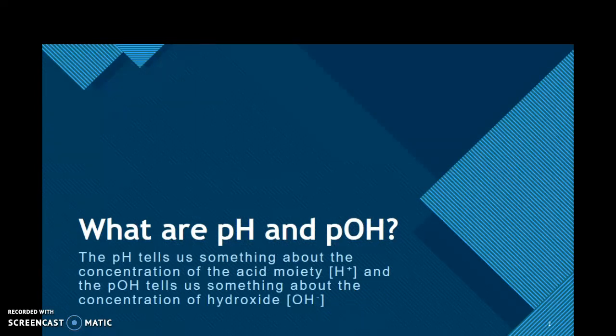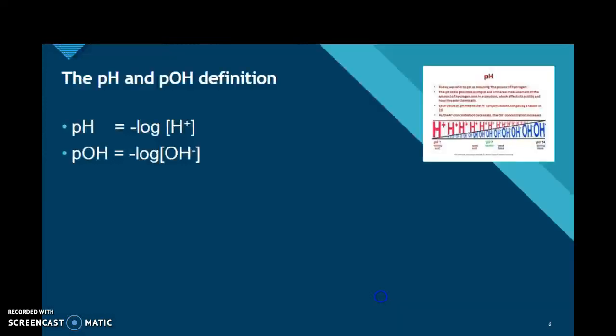Well, the pH tells us something about the concentration of the hydrogen ion in an acid or base, and the pOH tells us something about the concentration of the hydroxide ion in an acid or base. We can also use it for salts, but we're going to concentrate on the acid and the base itself now. So the definition of pH is the negative log, that's a base 10 log, of the hydrogen ion concentration. And the pOH is the negative log of the hydroxide ion concentration.